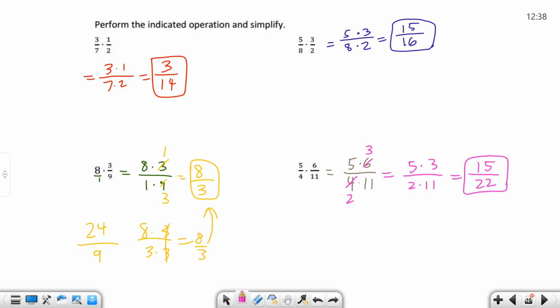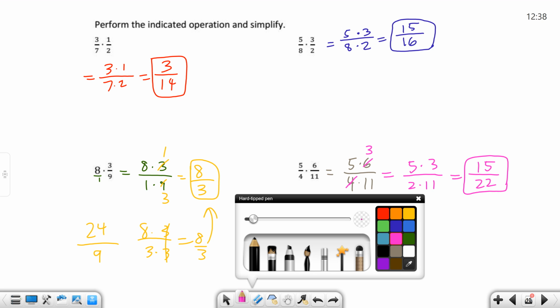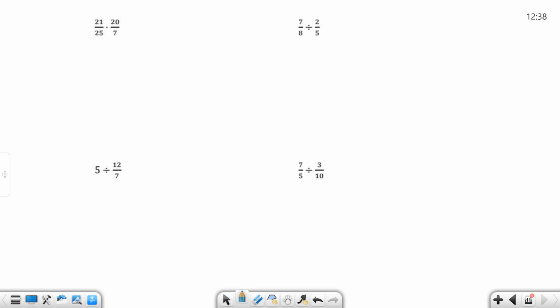So 15 over 22, and does 15 and 22 have anything in common that divides into both of them? And the answer is no. So 15 over 22 is simplified, all right? Or reduced to lowest terms.